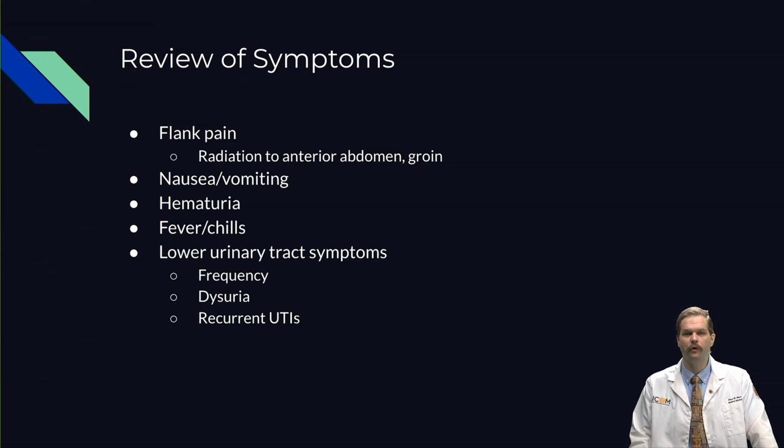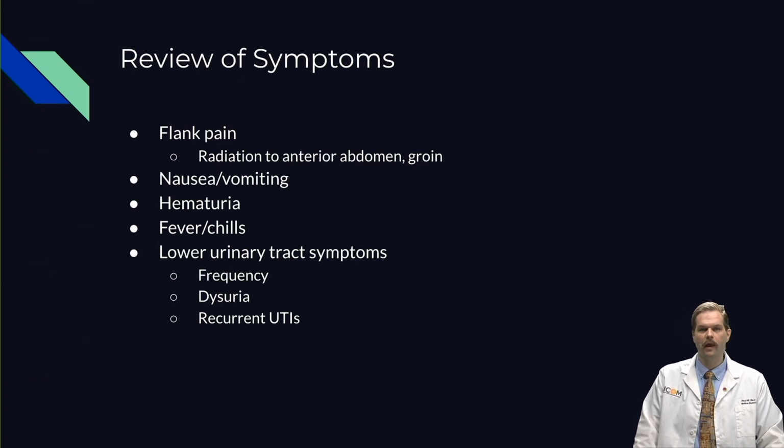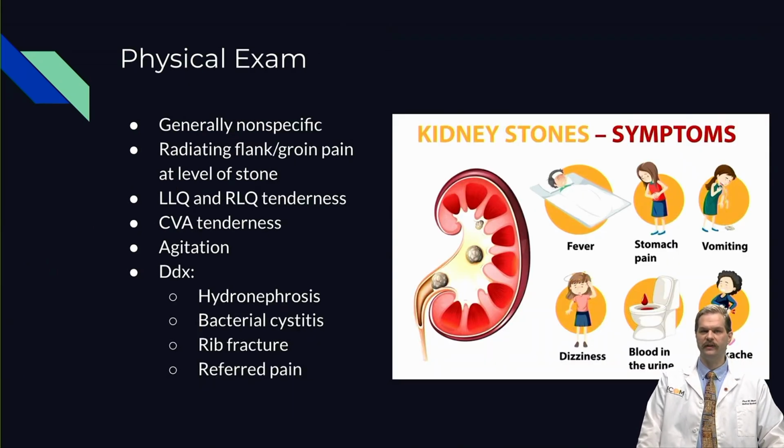A history of stones is important, as patients who have one episode of stone have a 50% chance of developing another one in their lifetime. When determining a differential of kidney stones, presentation can vary based on the individual and the location of the stone. Patients most commonly present with radiating flank and groin pain. When a stone descends down the ureter, patients may experience pain at its approximate level.